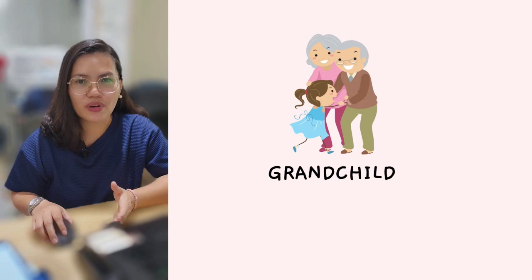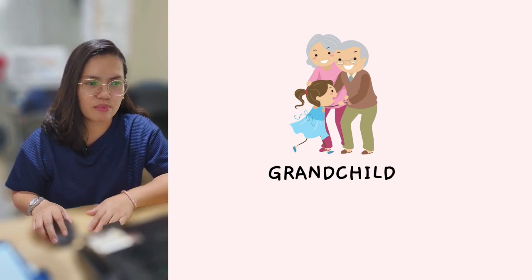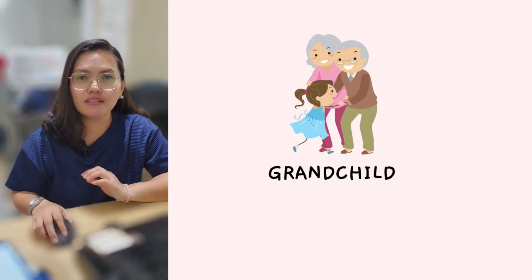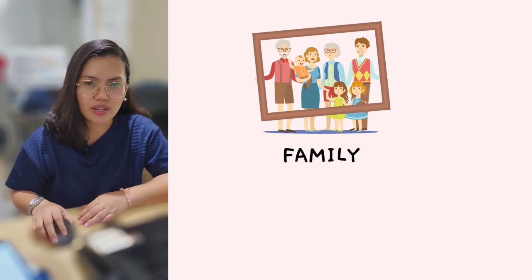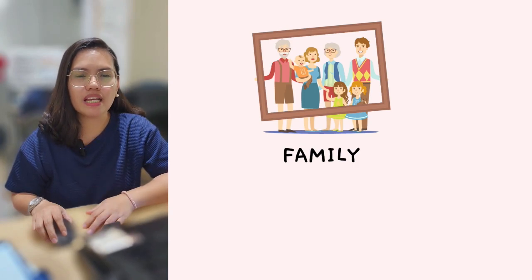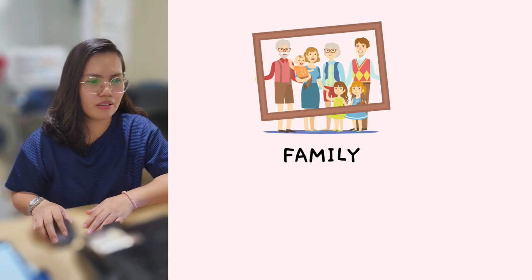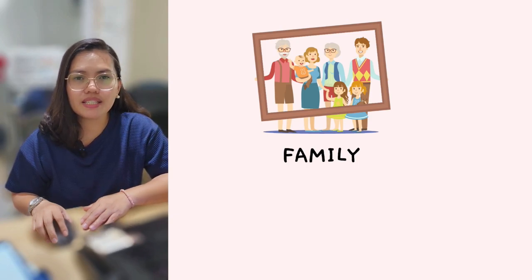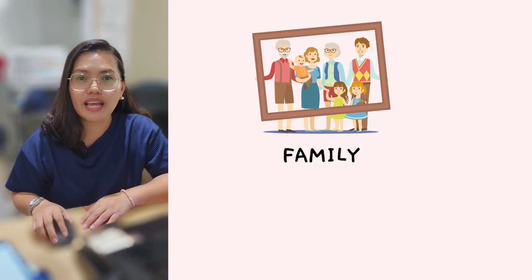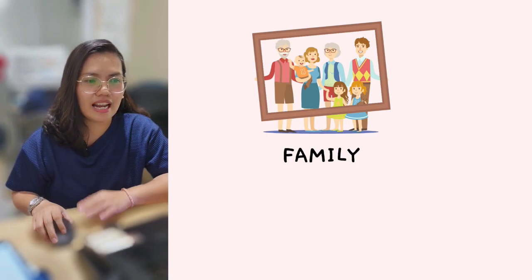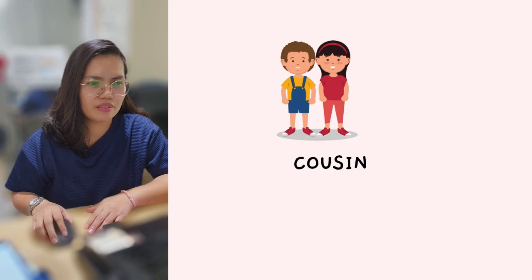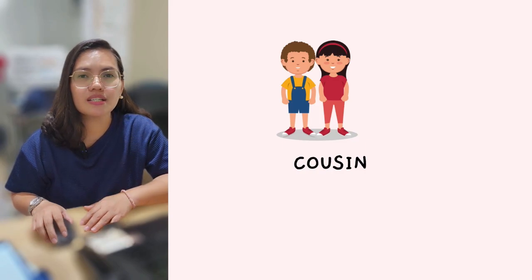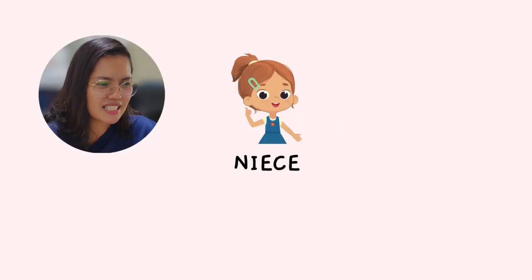Next one, grandchild. What is grandchild in Cebuano? It's apo. Okay, next one, we have family. What is family in Cebuano? Family is pamilya. Okay, the last one, cousin. What is cousin in Cebuano? Cousin is igagaw. What is niece in Cebuano?